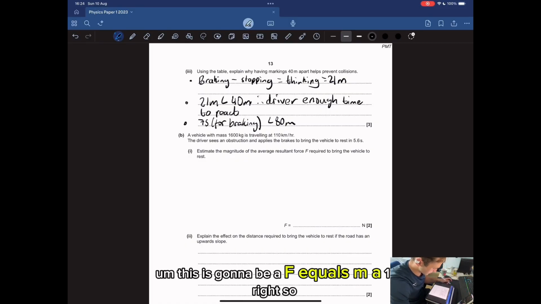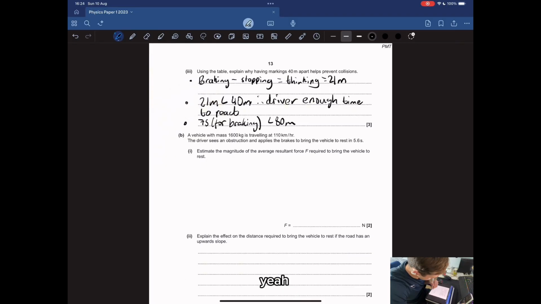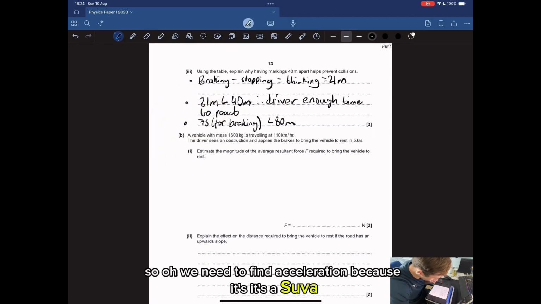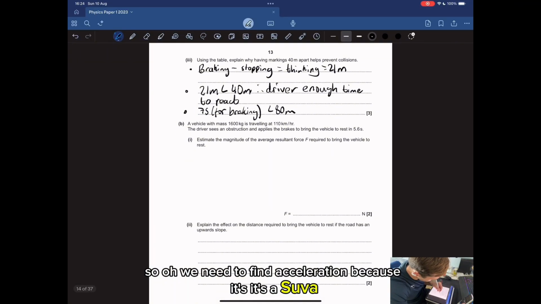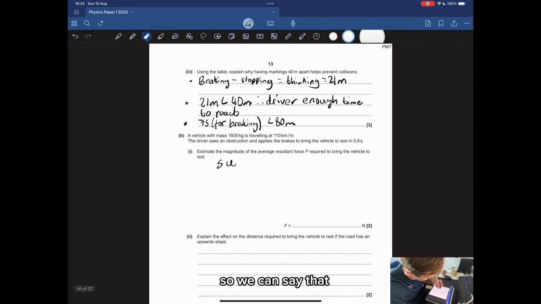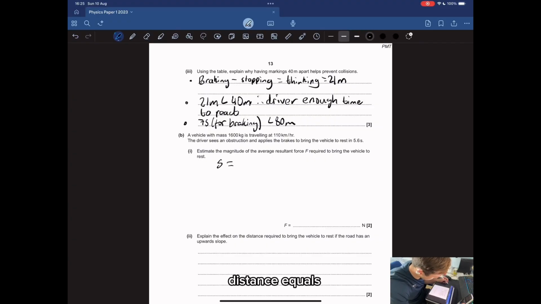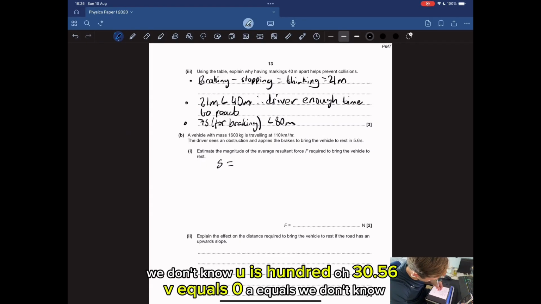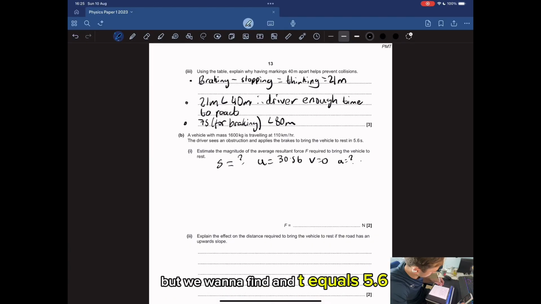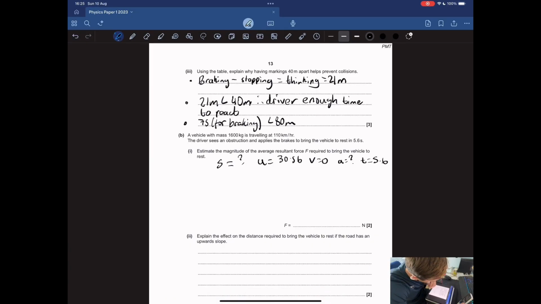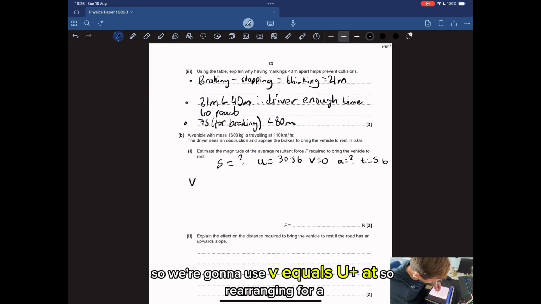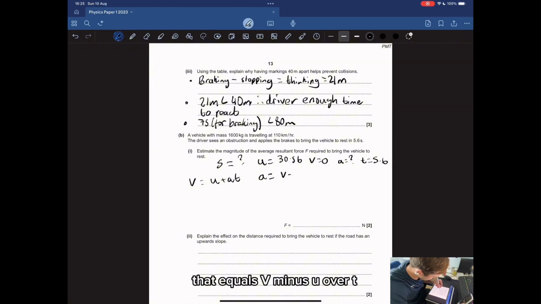This is going to be F equals MA, right? So we need to find the acceleration because it's just SUVAT. U is 30.56, V equals 0, A we don't know but want to find, and T equals 5.6. So we're going to use V equals U plus AT, rearranging for A, that equals V minus U over T.